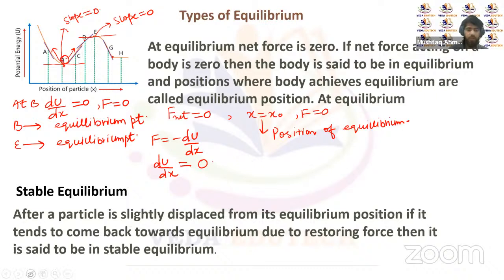Similarly, if we place a ball at point E, and now we displace this ball either towards left or towards right, you can see that this ball will fall down on both sides. It will not come back. It means that this position was an equilibrium position, but not a stable equilibrium position, because the ball did not regain its initial position. So we can say point E is a point of unstable equilibrium. Point B is stable equilibrium, point E is unstable equilibrium.